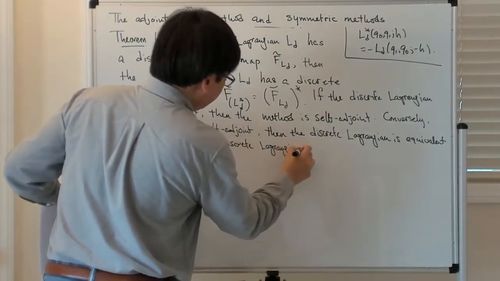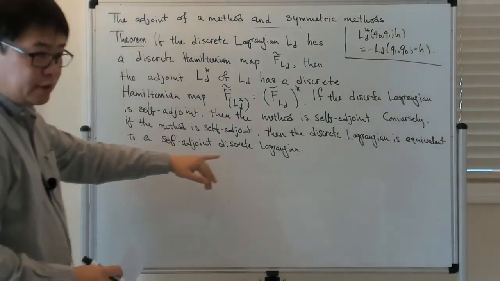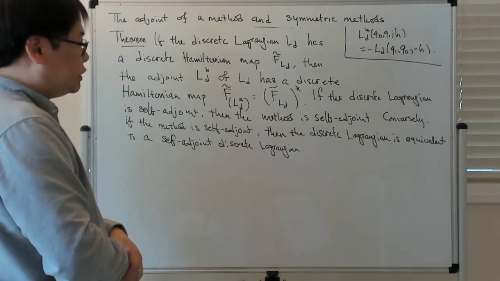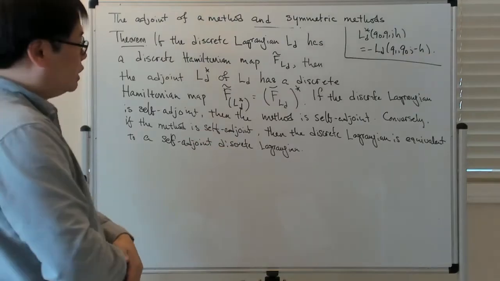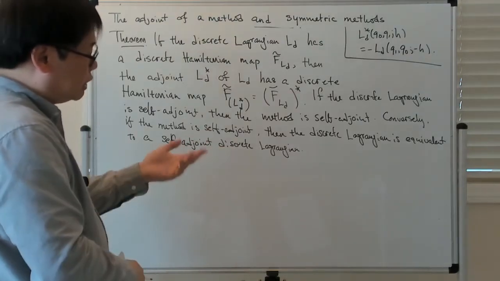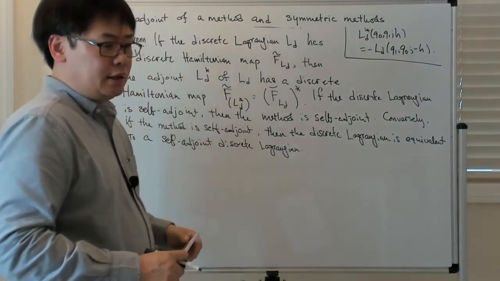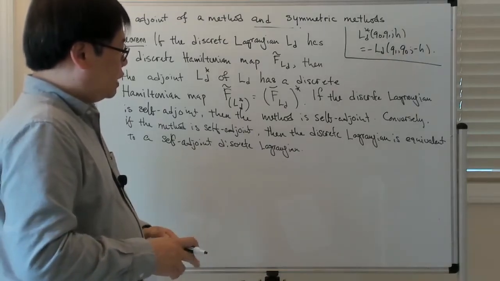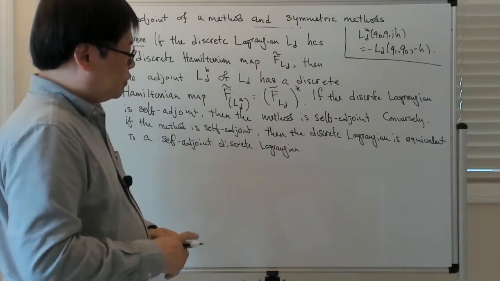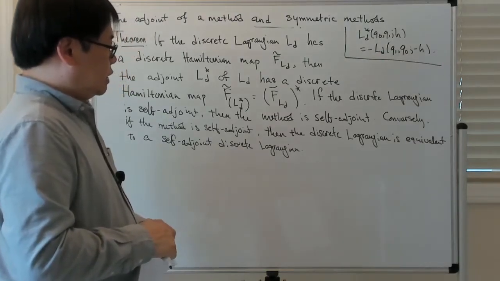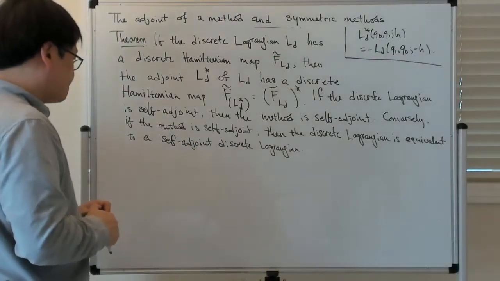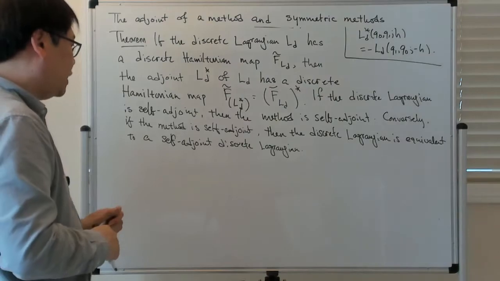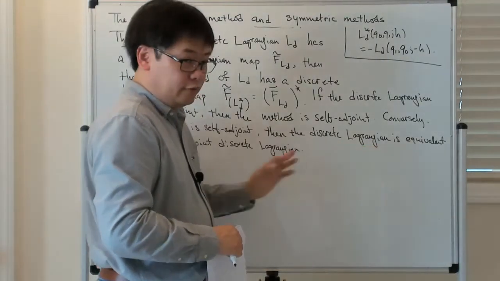And again, the reason one has to be a bit careful about this is that it is possible to construct discrete Lagrangians and then shift them by an amount which depends linearly on the time step, and still get a discrete Lagrangian which generates the same flow, but which would not necessarily be self-adjoint. So one has to be a little bit careful and talk about this idea of equivalence.